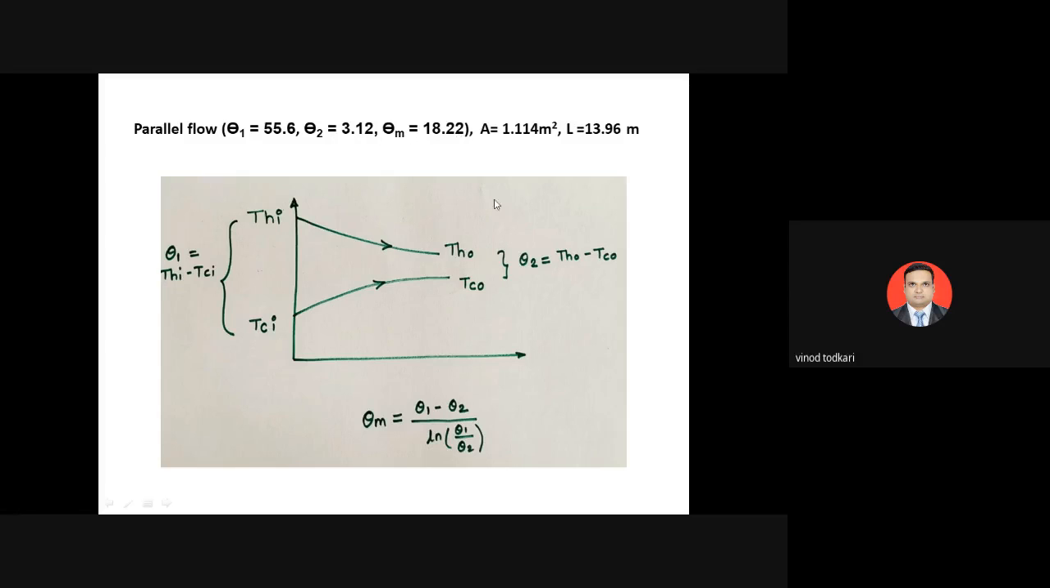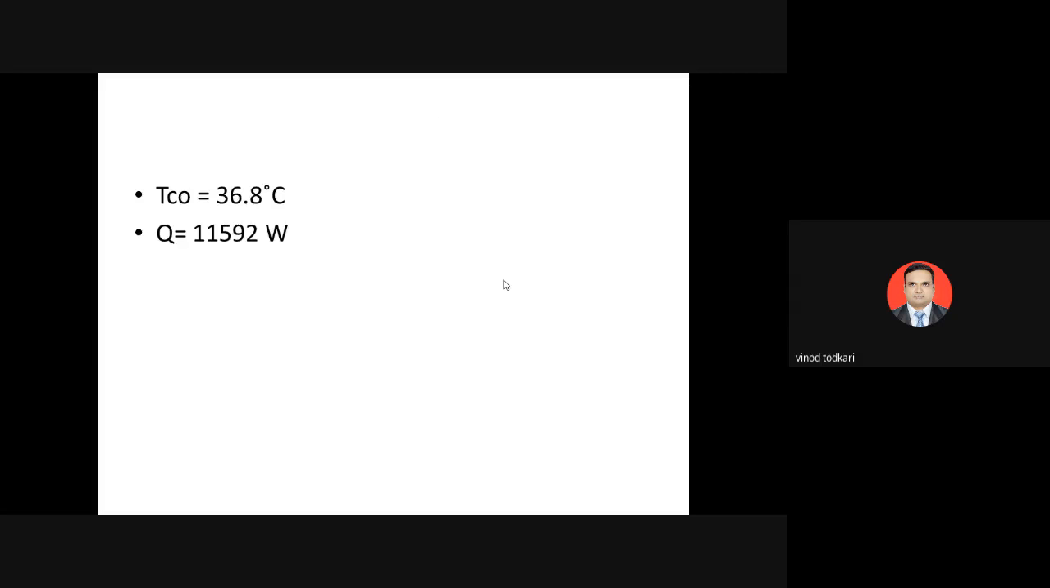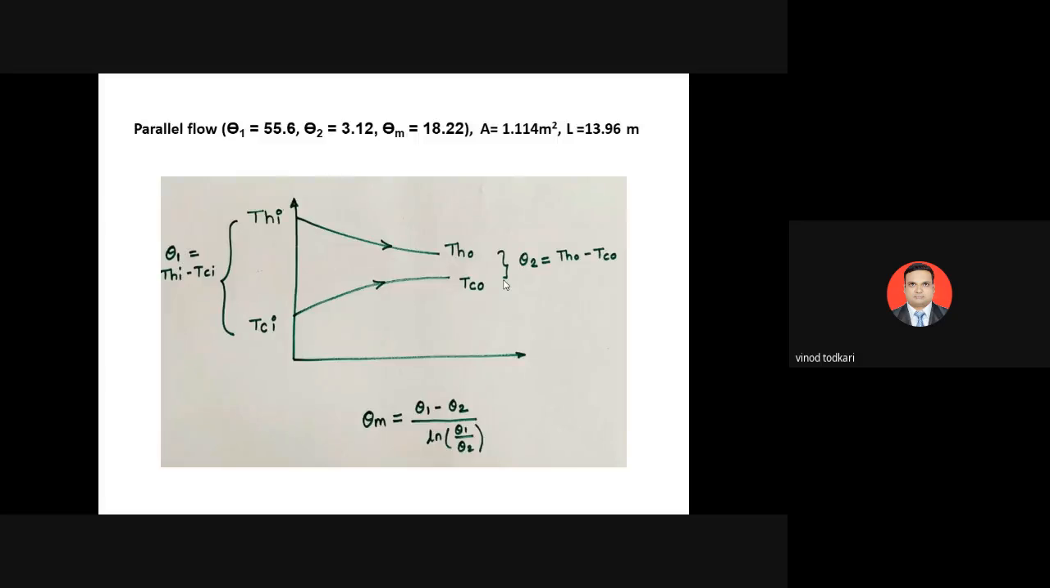Now what is the last step? In the last step, we apply the equation Q is equal to UA theta M. You know the value of Q. See, this is the value of Q, 11592 watt. You know the value of U. Q is equal to UA theta M. You know the value of theta M. So you can calculate A.